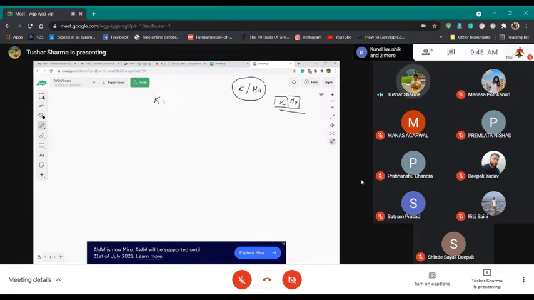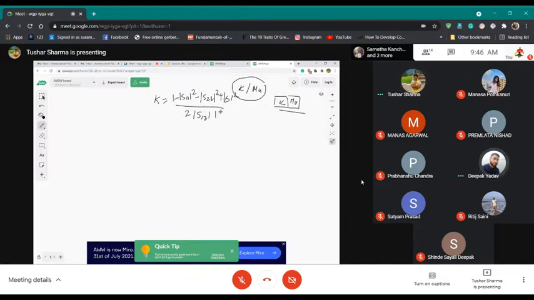So K, we know how to calculate K. We did a study in the last class, and there is a straight formula. There is nothing very fancy in this. It's given by 1 minus |S11| square minus |S22| square plus |delta| square, divided by 2 times |S12| times |S21|. Let me double check that. And then we calculate delta.